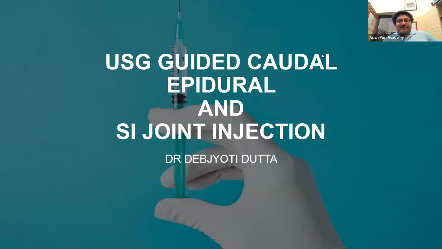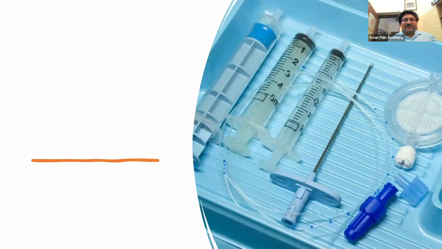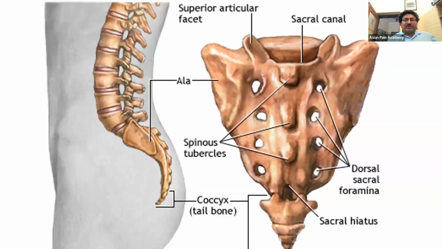So, to start a caudal epidural injection under ultrasound guide, you first have to know the anatomy. In the anatomy portion, we already know the anatomy of the sacrum and the sacral hiatus. To enter the sacral hiatus, we have to find the sacral cornu on both sides.